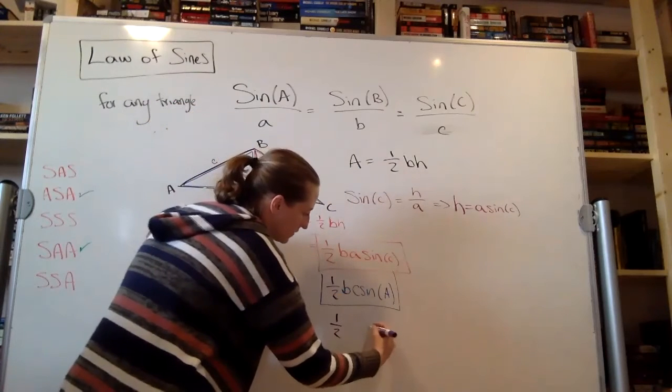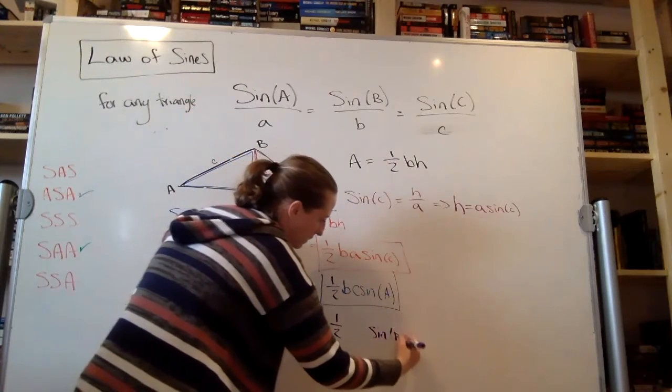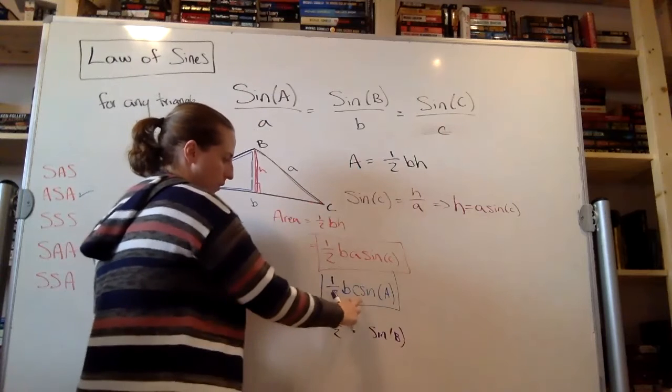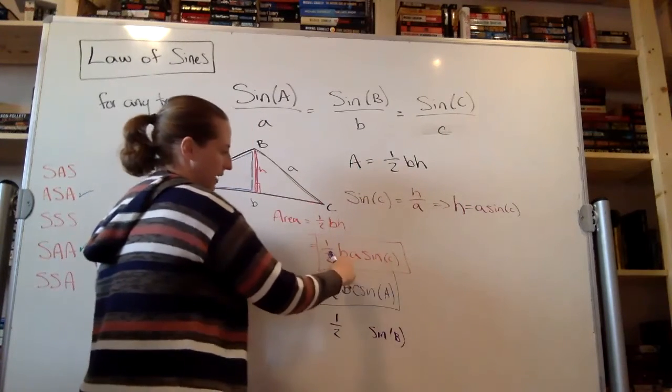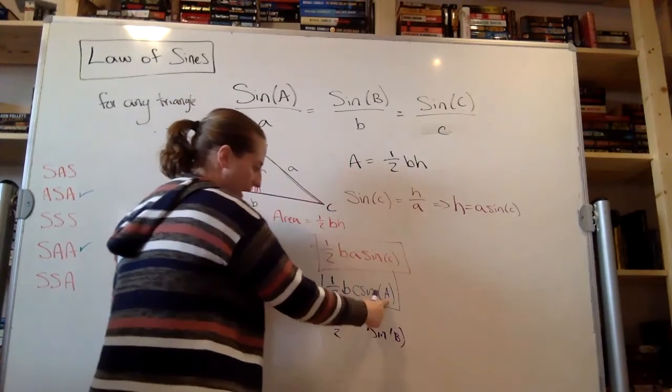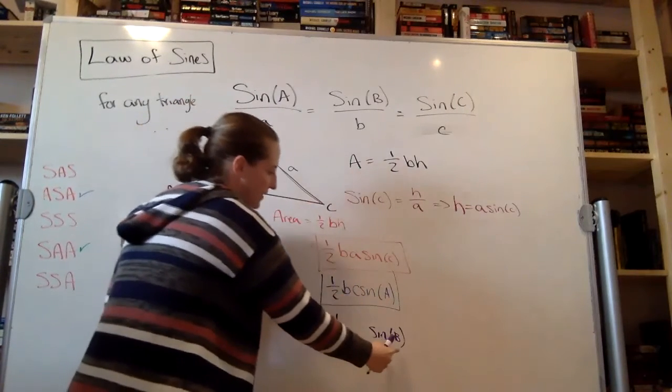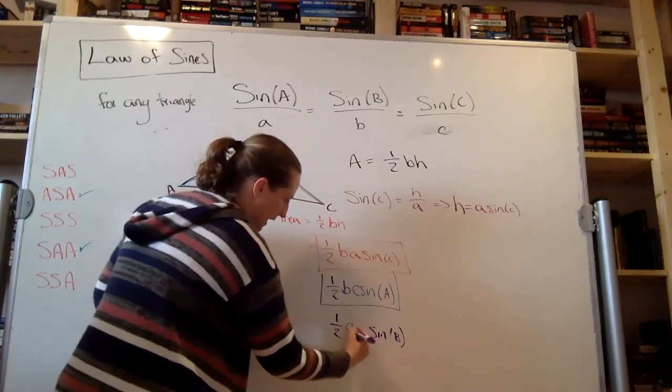Do you think we can write this formula with sine of B? Sure, and then what two sides will we have? Well, notice that if I have sine of C, I've got sides A and B. If I have sine of A, I have sides B and C. So if I have sine of B, I'm going to use sides A and C.